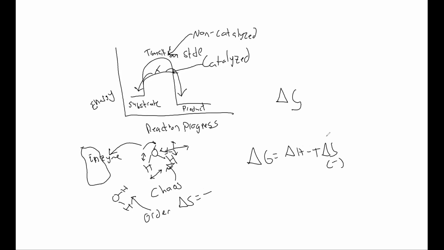So if entropy is negative and binding is spontaneous, which means G, Gibbs, is negative, that must mean enthalpy is also negative. So the reason why we can pay this entropy penalty of binding water in a fixed conformation is that when we bind, we make new interactions between water and the enzyme, right?